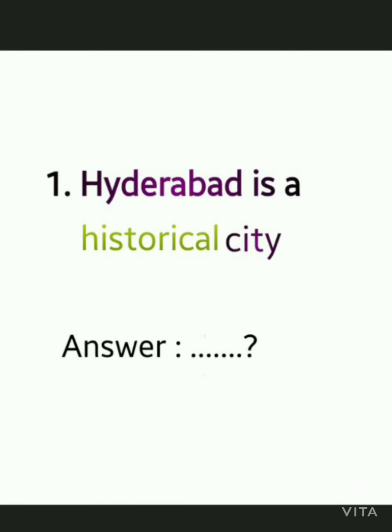Here you can see the first question. The first example here is: Hyderabad is a historical city. Here you can see the word historical. It is given in another color. Here we have to identify which part of speech it is. Hyderabad is a historical city. Now can you guess the answer? What is the answer for this, historical? To which part of speech does it belong?